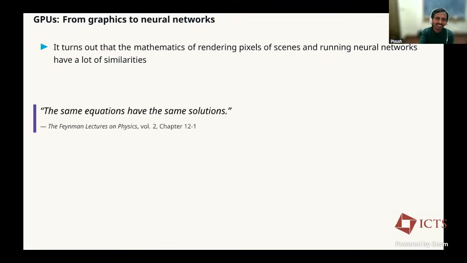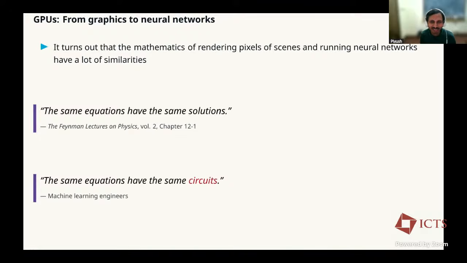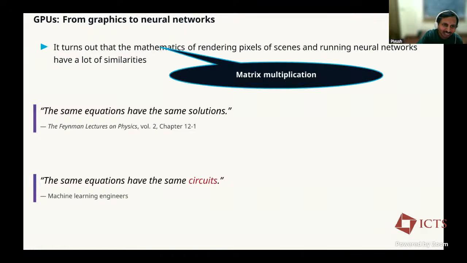There's a famous chapter title in the Feynman Lectures on Physics: the same equations have the same solutions. The equations might be describing elasticity or electrostatics, but if the equations are the same, they have the same solutions. It does not matter what physical phenomena they are describing. Here it's some version of that: if the equations are the same, it does not matter whether they are describing graphics or neural networks. They have the same circuits. That's why GPUs became very important, and this is mostly matrix multiplication that's going on.